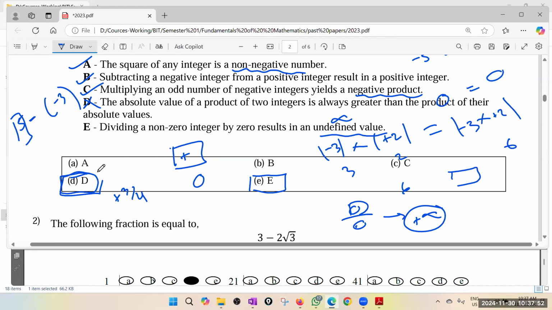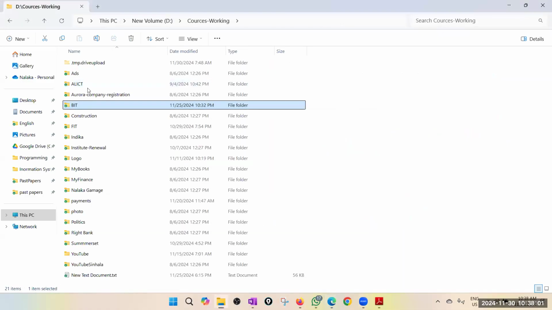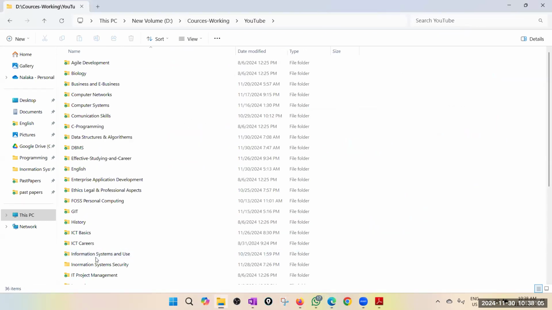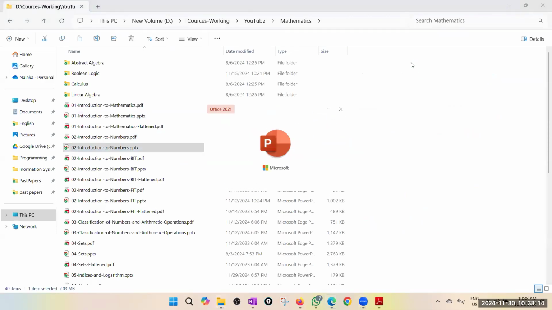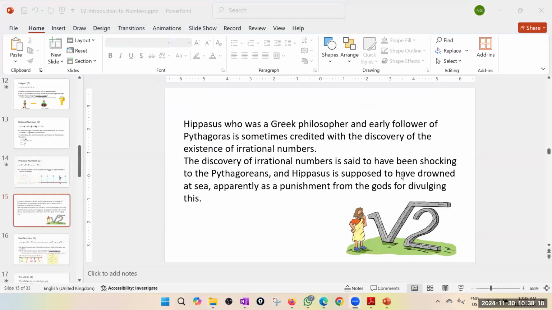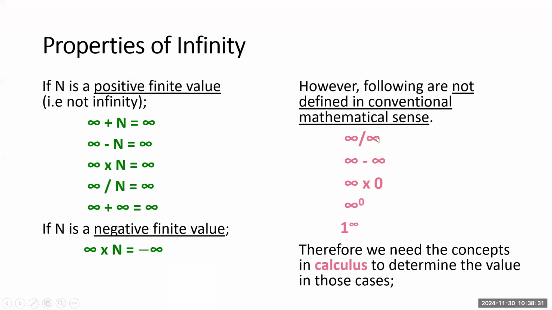Okay. So we mentioned those things. If you take our note, introduction to numbers, mathematics, you can see these are the undefined situations. Following are not defined in conventional mathematics, which include infinity divided by infinity, infinity minus infinity, infinity into 0, infinity to the power 0, 1 to the power infinity. For some reason, I have not added 0 divided by 0. That must also be there.